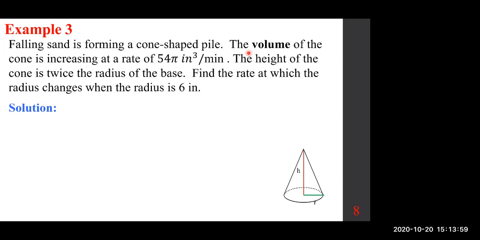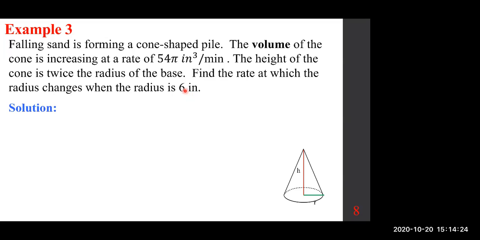So the volume is increasing at a rate. So this is dV/dt. The height, h, is twice the radius, h is 2r. Find the rate at which the radius is changing. That means dr/dt at the moment that r is 6 inches.